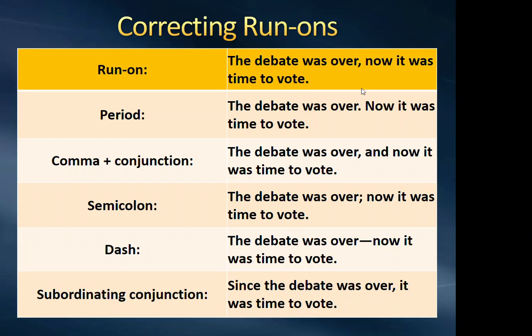You could do it by changing it to a period and capitalizing the now. You could do it by the comma and the fanboy. You could do it with a semicolon and do not capitalize afterwards. You could do it with a dash. Or you could try rearranging it and doing it with a subordinating conjunction: Since the debate was over, comma, it was time to vote. So those are ways to correct this run-on sentence.